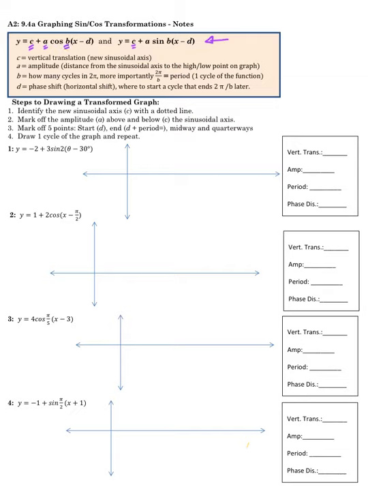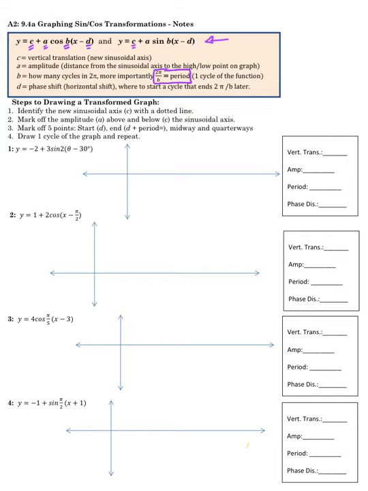B is always going to be related to the period. So it represents how many cycles you can complete in 2 pi. And to find the actual period, you always go 2 pi divided by b. That's the distance it takes to complete one cycle. And then lastly, we have D. That tells you on the x-axis where you are going to start.